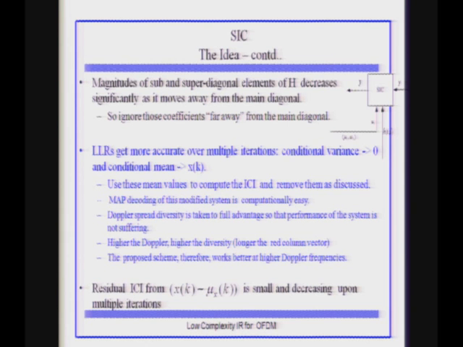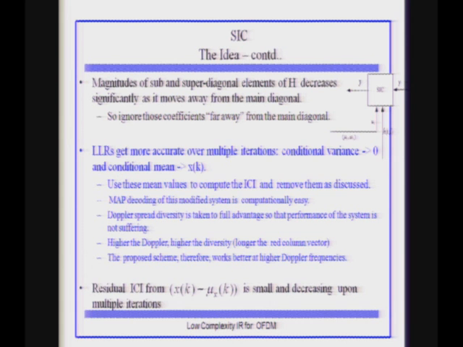We discussed all these points. And this, I make the statement now, and we'll look at the results: this term is small and decreasing upon multiple iterations, the error.